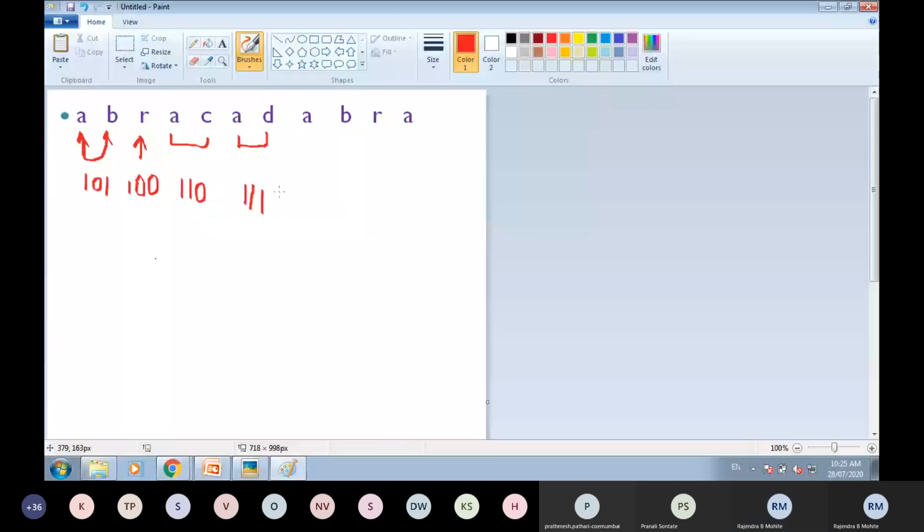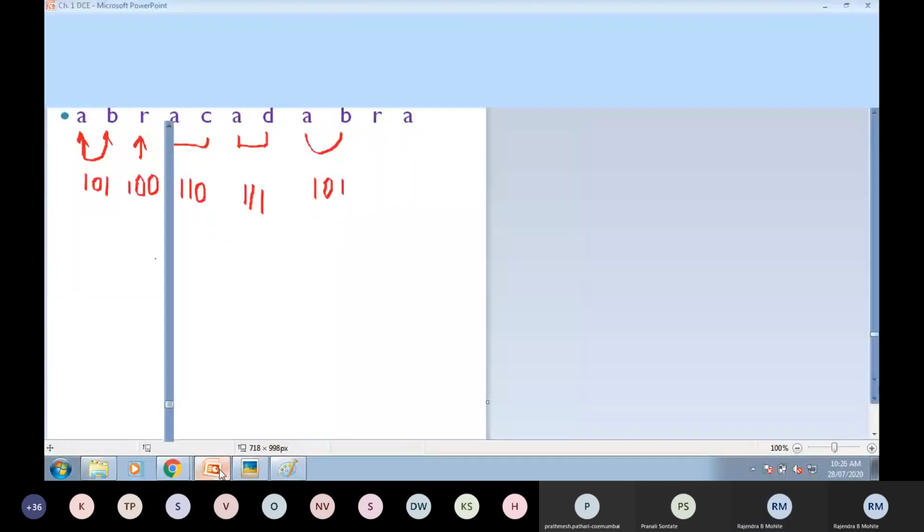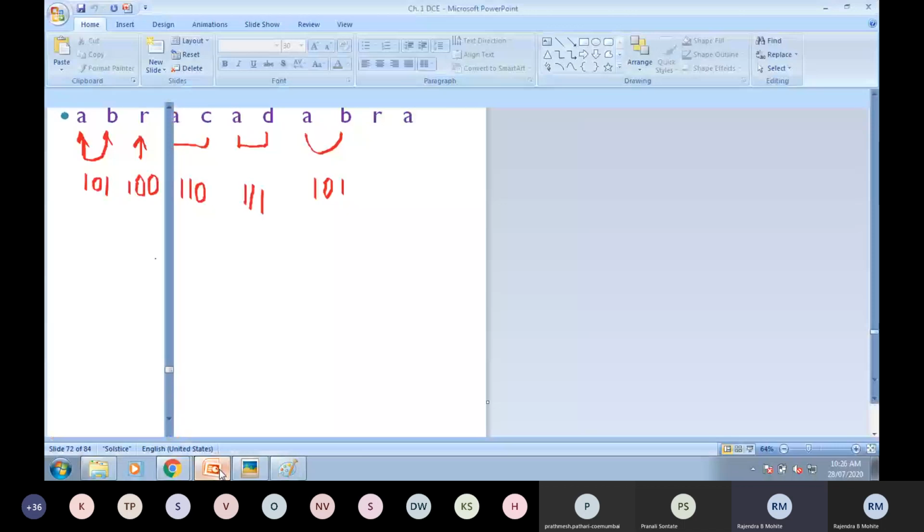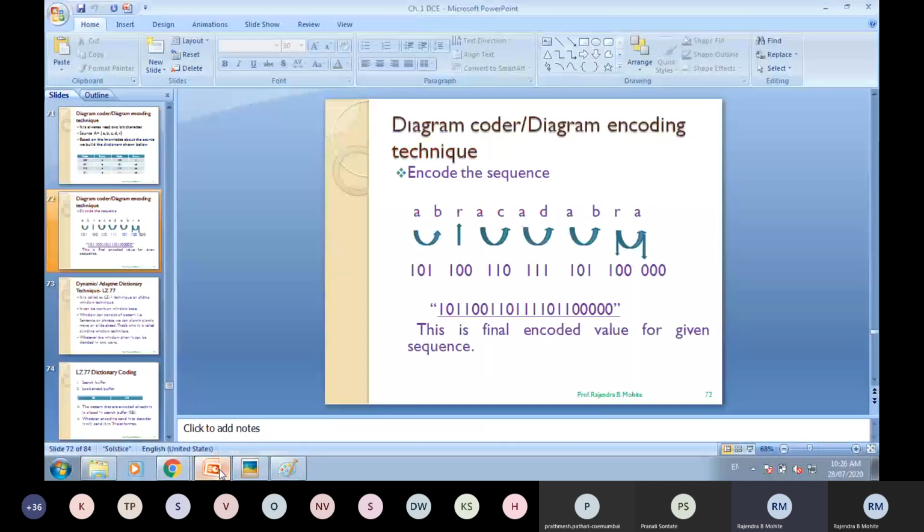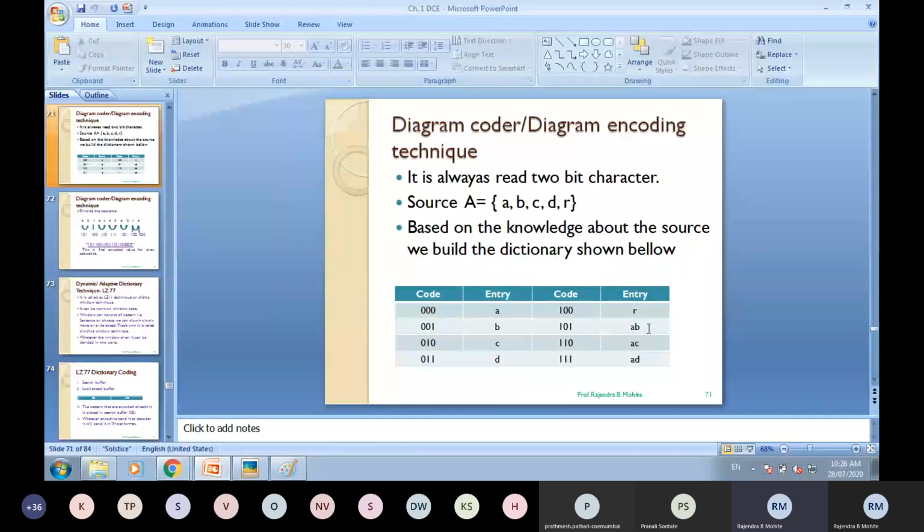So AB, A and B, it is already present. So I am considering the code here for AB, so it is 101. Okay. If I am observing the dictionary in the previous slide, AB, AC, AD, these are the symbols we have from the given dictionary. So this is all the dictionary given to you. Based on that, I am just encoding the sequence.